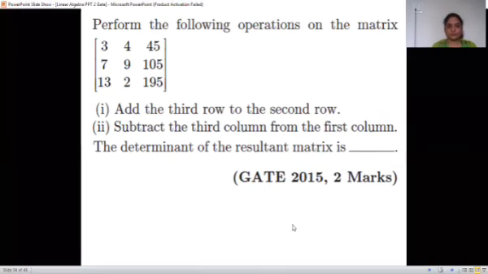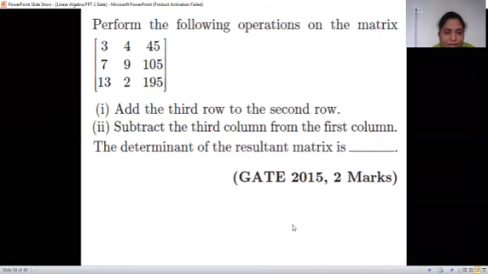So the first operation is add the third row to the second row. So which row will change? Second row. Very good. Second row will change. Add third row to second row, so that the second row will be 20, 11 and 300. And first and third will be as they are.